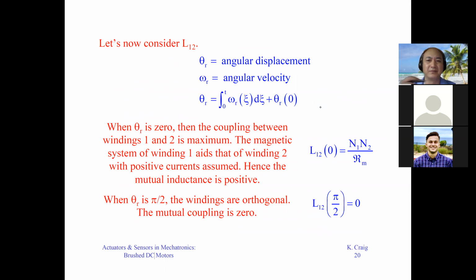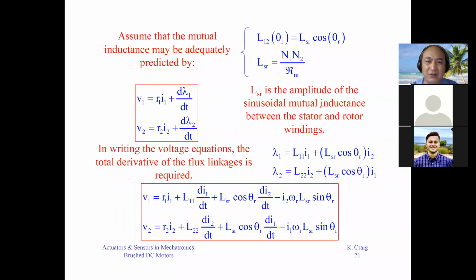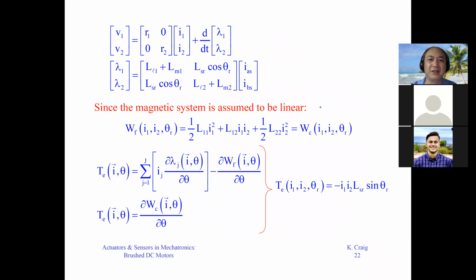Then the system starts to turn. We have theta r as angular displacement, and omega r as angular velocity. This type of derivation, which we have seen before, will lead you to V1 and V2 here, and you have sine theta in here. We are still having all these things. In the end, the excitation vector is here, so you have lambda, you can put it here. You lump everything together here. Remember you have I1 squared, I2 squared.